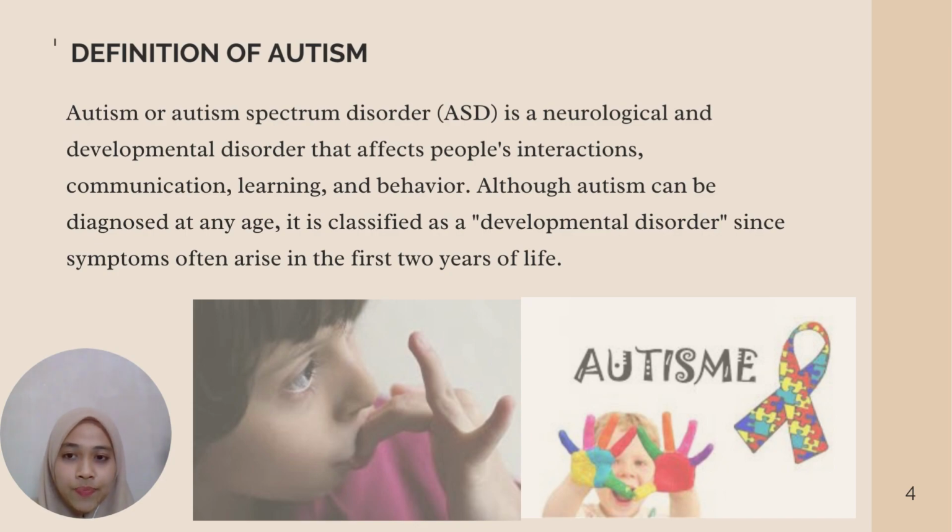Definition of autism. Autism or autism spectrum disorder, ASD, is a neurological and developmental disorder that affects people's interaction, communication, learning, and behavior. Although autism can be diagnosed at any age, it is classified as a developmental disorder since symptoms often arise in the first 2 years of life.